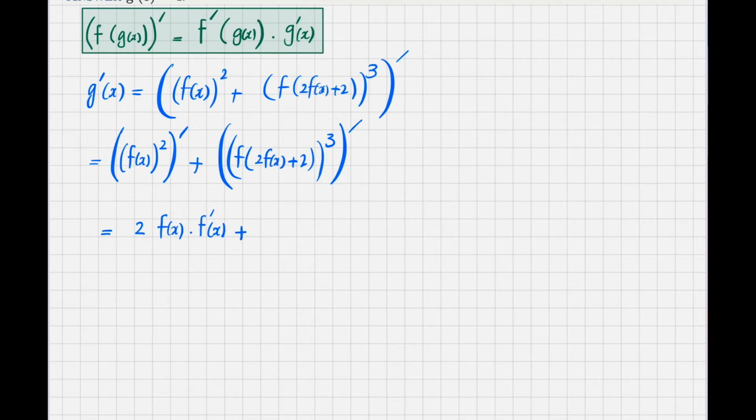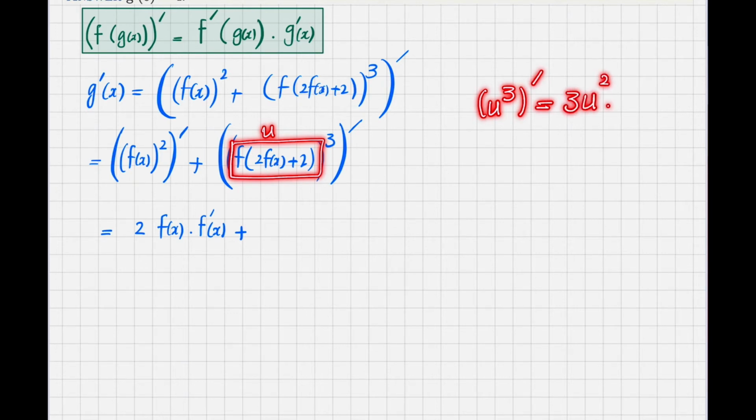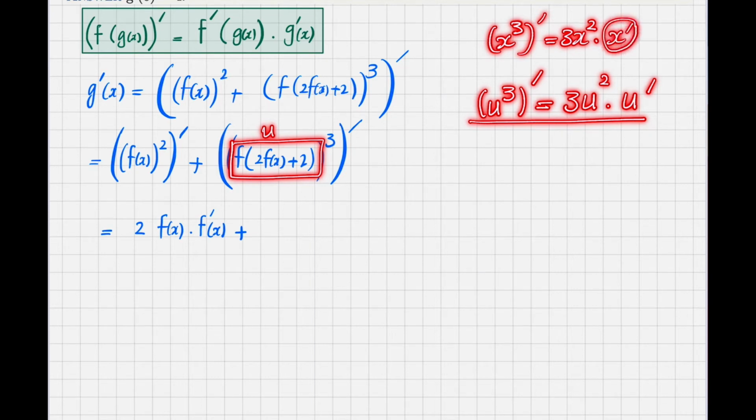So here you can consider this to be u. According to the chain rule, if I have u to the power of 3 and I want to differentiate it, it becomes 3u to the 2, but then I have to multiply it by u prime. So that's the idea for the chain rule. If you have x to the 3 prime, this becomes 3x squared multiplied by x prime, which indeed is 1, so this is why you don't write it.